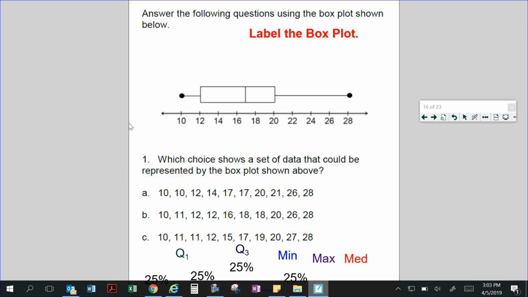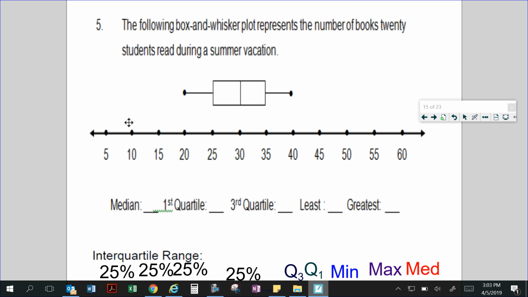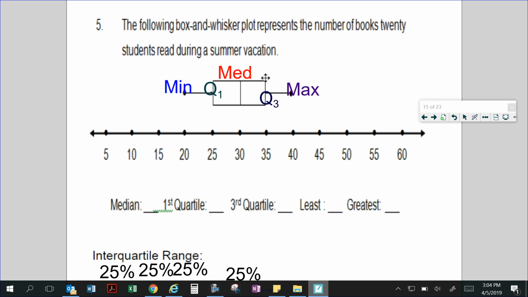The rest of the questions are all for homework. So in here, label the dots. I have it right here. This dot is the minimum, this is the maximum. This dot right here would be the median. This dot right here is quartile 1, median of the lower half, and this dot right here is quartile 3. 25% goes here, 25% goes here, 25% goes here, 25% goes here.